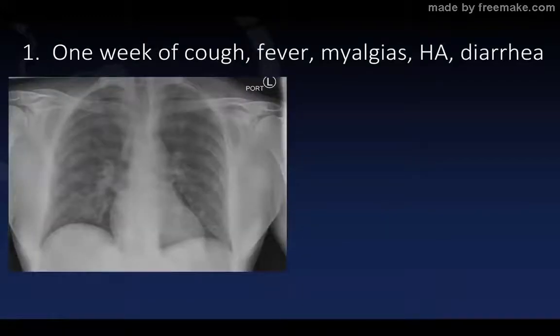So let's get into the radiology of the findings here. This is one of our patients with 1 week of cough, fever, myalgias, headache, and diarrhea, and this is the presentation chest X-ray. As you can see here, it can be called normal by a quick look. There are probably subtle findings, what looks like increased interstitial markings in the right lung, but it's difficult to say definitively if there was an abnormality here.